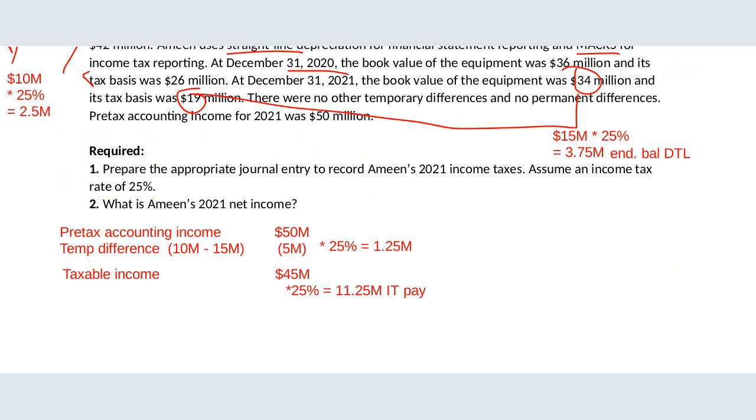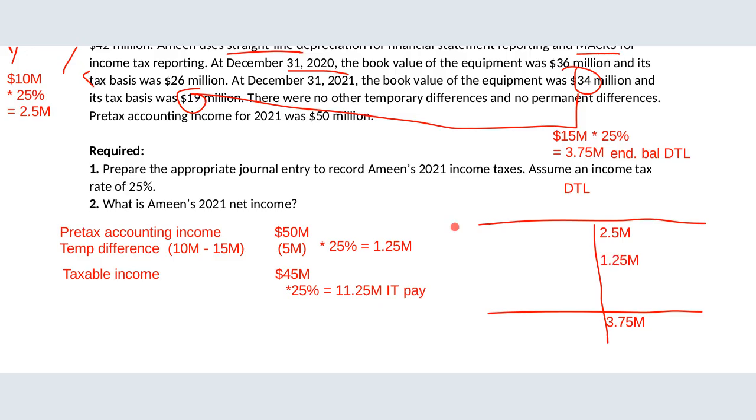So basically, if we do an analysis of the DTL account, our beginning balance was the 2.5 million. Our ending balance needs to be 3.75 million. So that means that we increased it by 1.25 million.